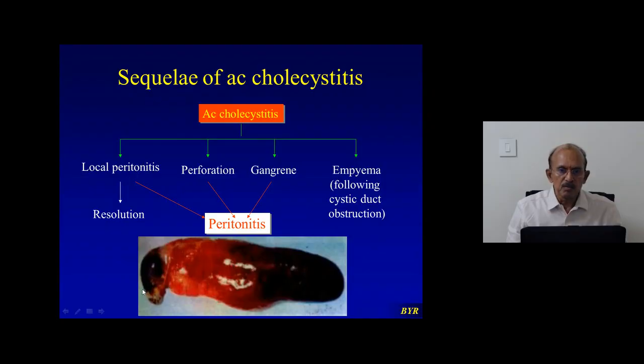Sometimes the cystic duct is blocked. Because of the blockage, there may be infection, and the whole contents of the gallbladder may become purulent, and it becomes the empyema of the gallbladder. That means gallbladder with pus inside it.